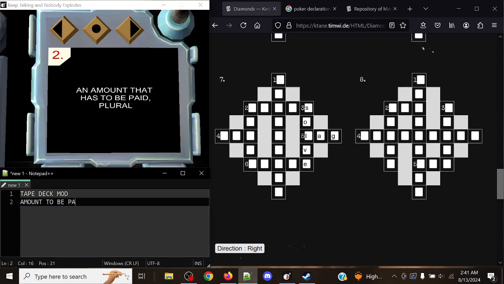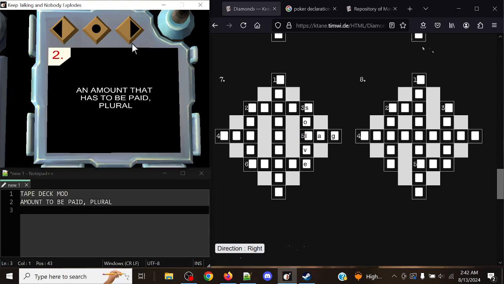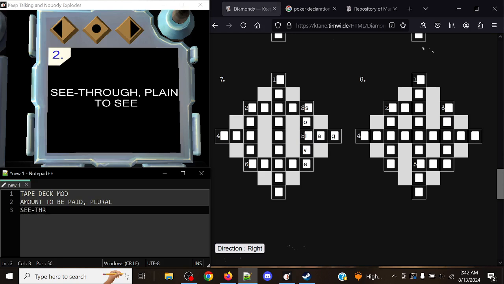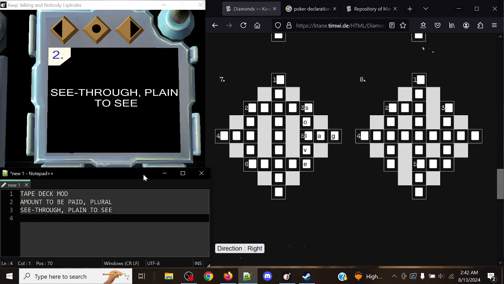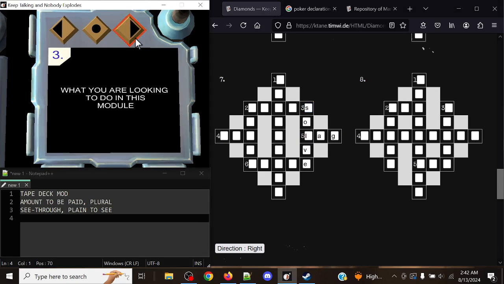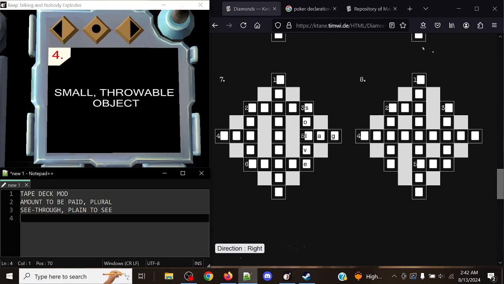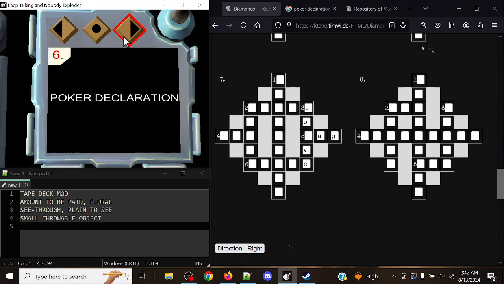Amount to be paid, plural. We'll figure that one out when we get there. See through, plain to see. I imagine this would be clear, but it starts with an S for this clue. And then we said this has to be solve. I don't see why this wouldn't be it. A small throwable object. And then the other one being poker declaration.